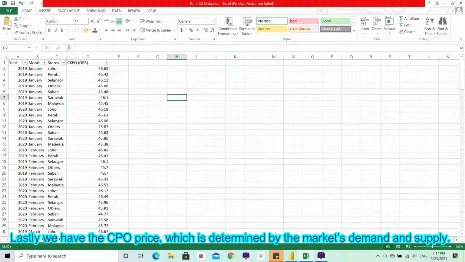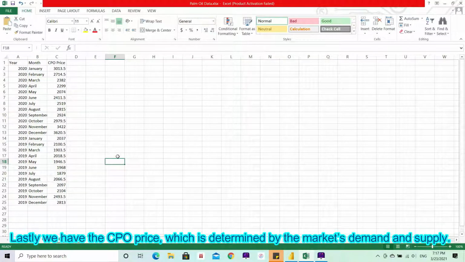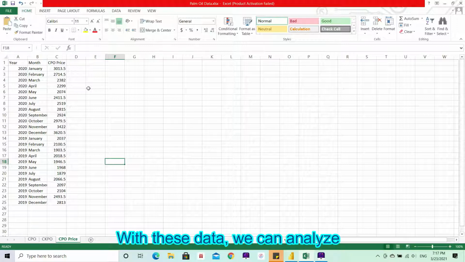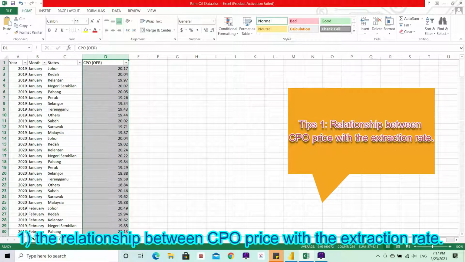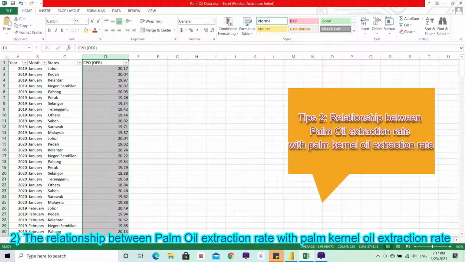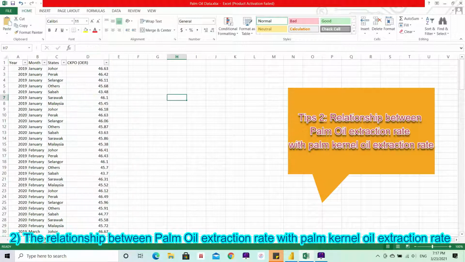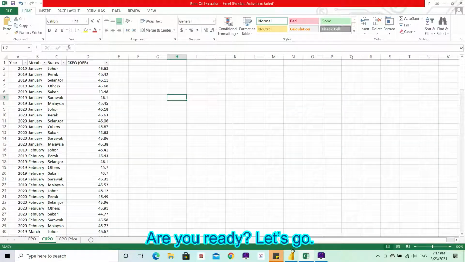And lastly, we have the CPO price, which is determined by the market demand and supply. With this data, we can analyze the relationship between the CPO price and the extraction rate. And number two, the relationship between the palm oil extraction rate with the palm kernel oil extraction rate. Are you ready? Let's go.